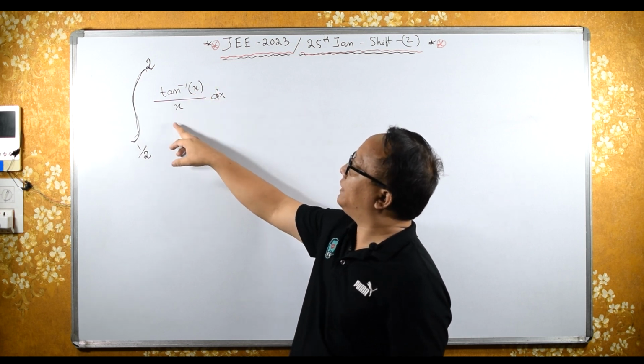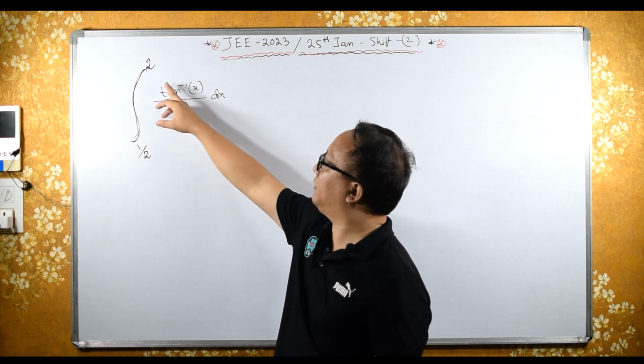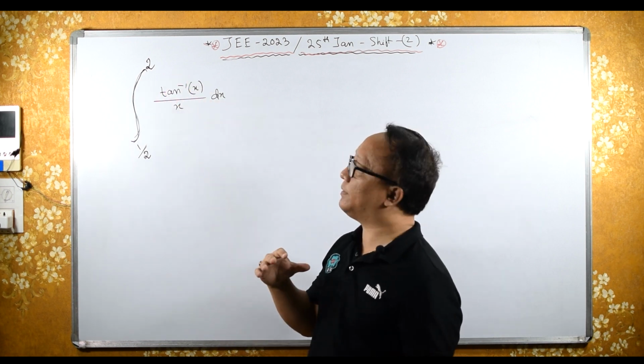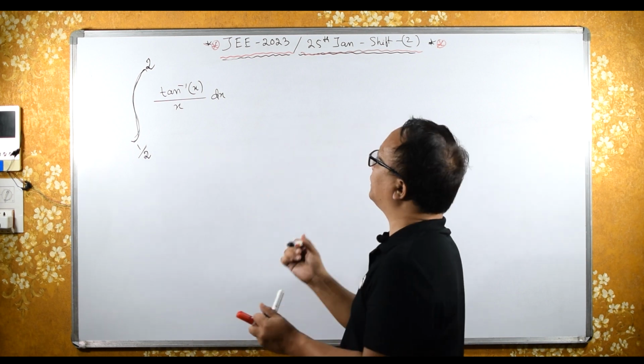If you do it by integration by parts, considering 1 by x as algebraic and tan inverse x as an inverse trigonometric function, that will be very lengthy and very complicated. Now let's solve this by substitution.